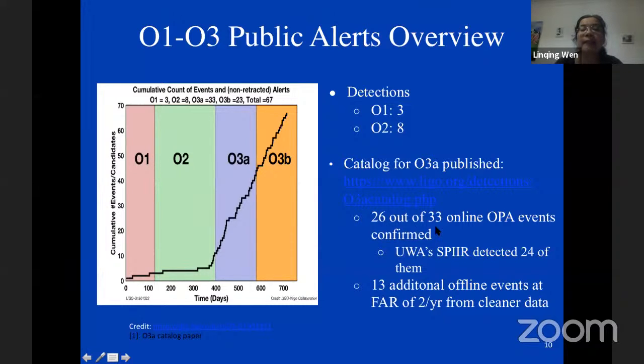And 26 out of 33 public alerts we sent were confirmed. That means we actually have 7 of them dismissed. And our pipeline detected about 24 out of 26 of them. And there are an additional 13 events because data are cleaner now. When we do online, you just have whatever you have, right? You have some conditioning on the data, but not clean data. Now you can do very clean data, some glitch removal, that sort of thing, so you can get better sensitivity, adding 13 to it. So a total of 39 events were added from the O3A catalog. This is also public.